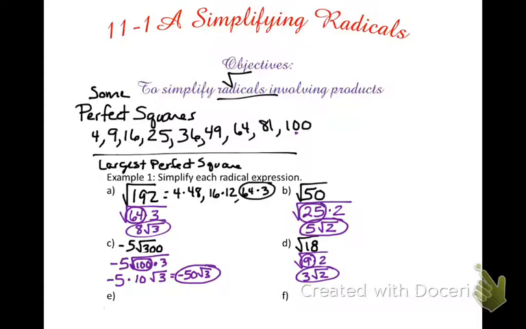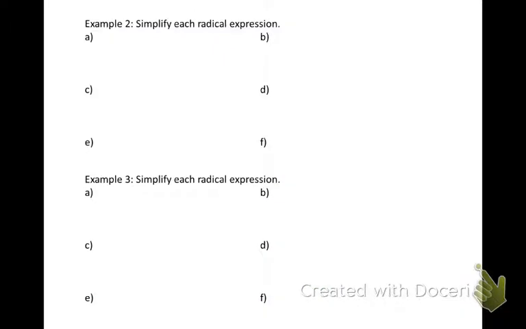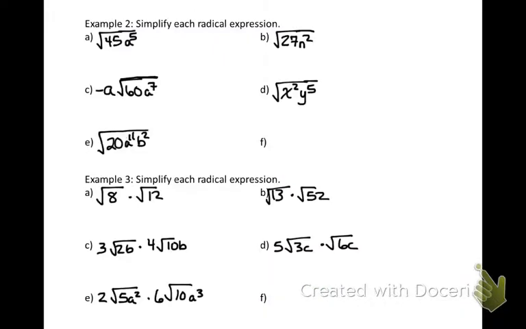Alright, let's try example 2. Okay, so this time we added variables. Now, a perfect square variable is the highest even exponent. And then we'll break it up if it's an odd number.